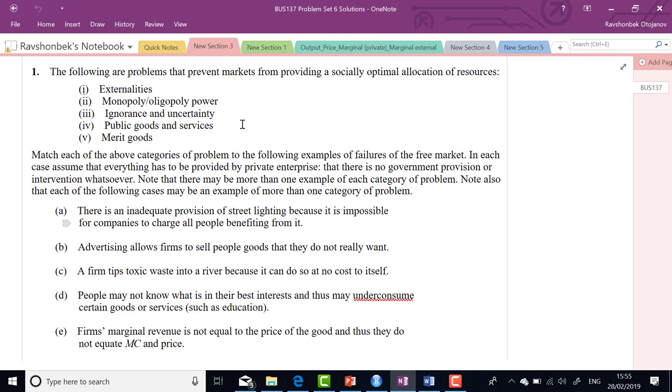It's actually externality. D. People may not know what is in their best interest and thus may underconsume certain goods or services such as education. It's a merit good. And you can say it's ignorance, but it's not necessarily. It's the merit good. We don't vaccinate sufficiently, or we don't educate to PhD level, although it's a good one, isn't it? Imagine everyone in the society has a PhD. So everyone works then. Hard.